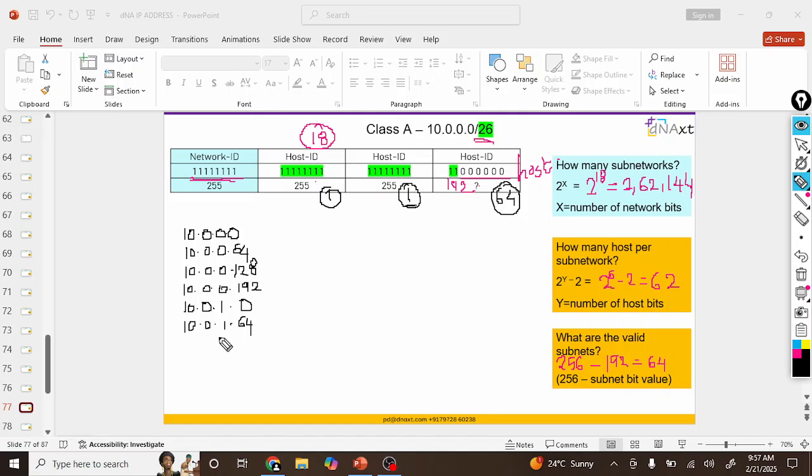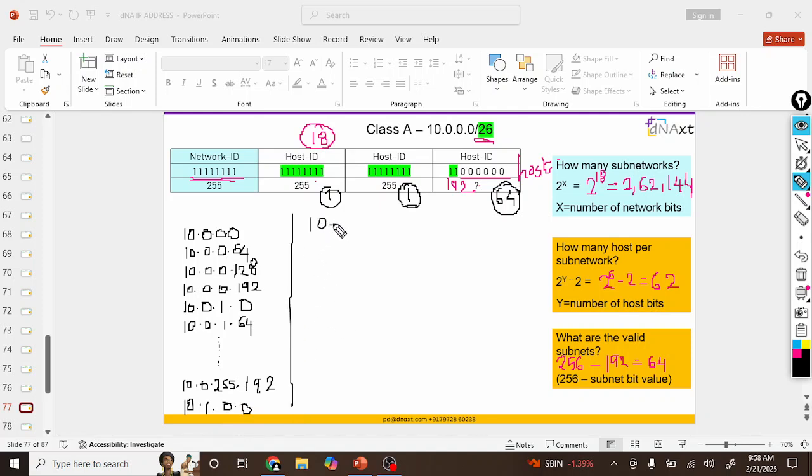And then 10.0.2.0. This will go on till you get 10.0.255.192. Now, if you add 64 here, you will get 256, so an increment in the fourth octet is not possible. In the third octet, an increment of 1 is taking place, and if you add 1 here, again you will get 256, so this is also not possible. In this case you will add 1 in the second octet. Hence, the next subnet will be 10.1.0.0.